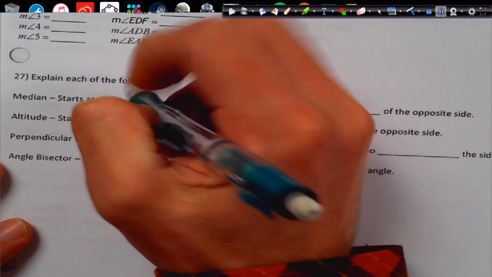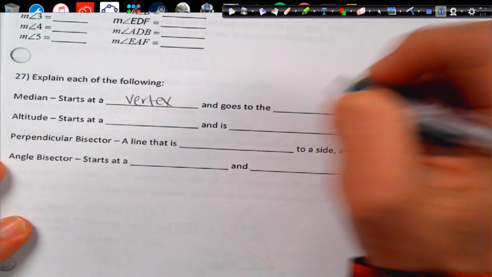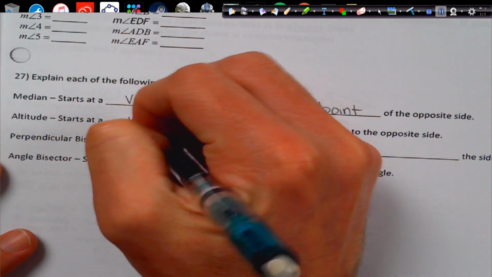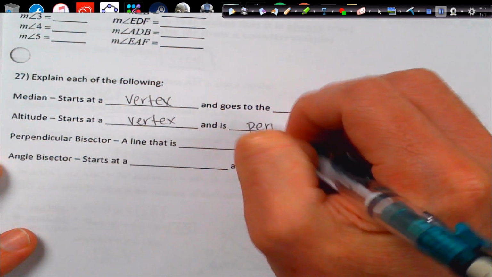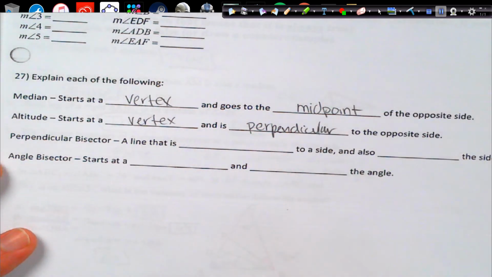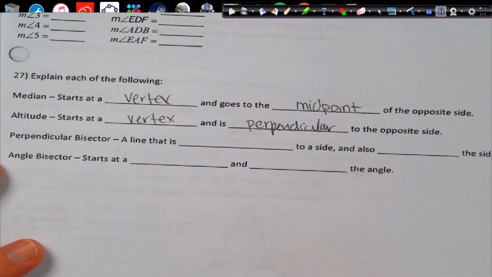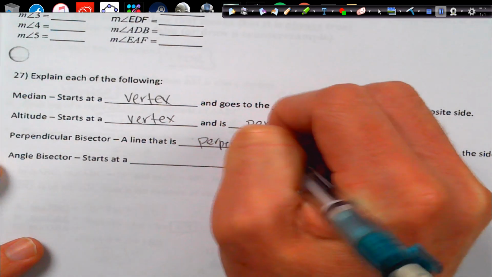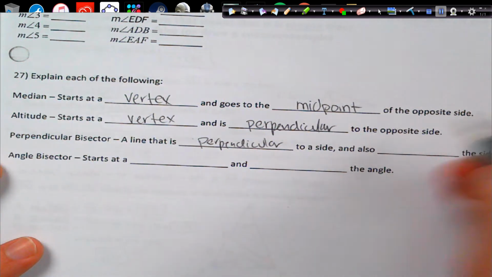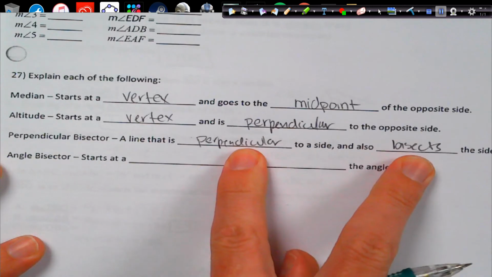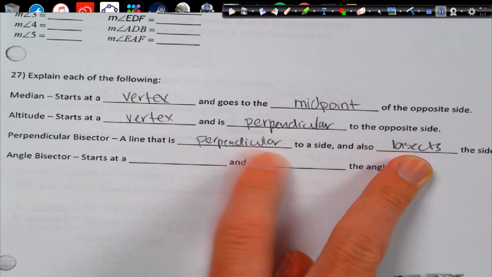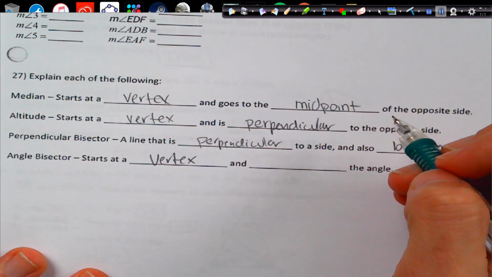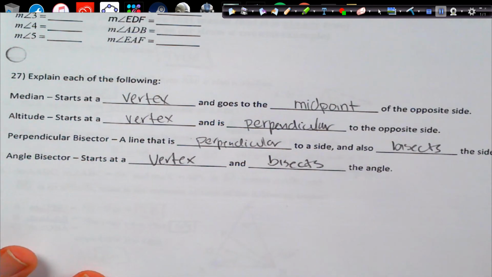27, let's explain the rest of these. A median starts at a vertex and goes to the middle or midpoint of the opposite side. An altitude starts at a vertex and is perpendicular. I always forget the L, I don't know why. Perpendicular bisector is a line that is perpendicular to a side and also bisects. That's like so dumb. It's like it does what it says it is. Or that's really intelligent. I don't really know. An angle bisector starts at a vertex and bisects, that's right, the angle, because that's what it's literally called.